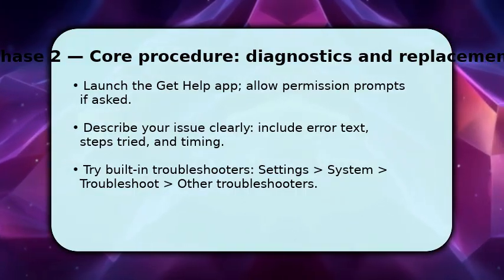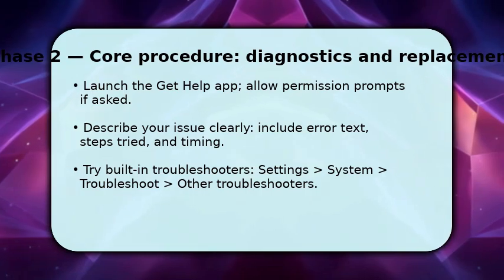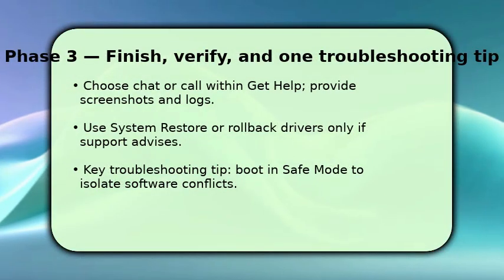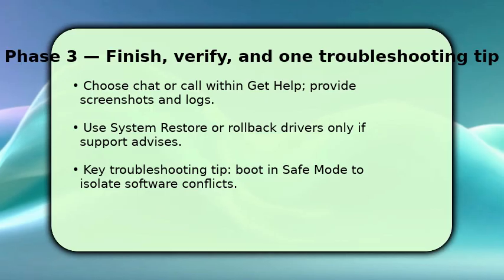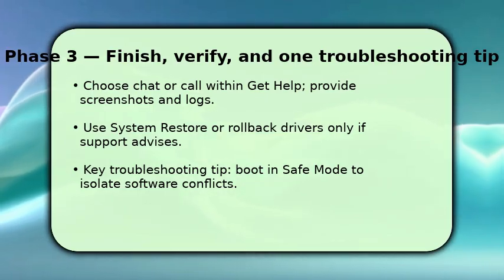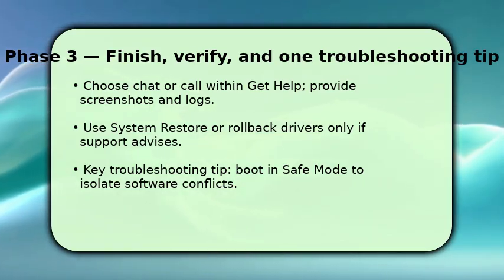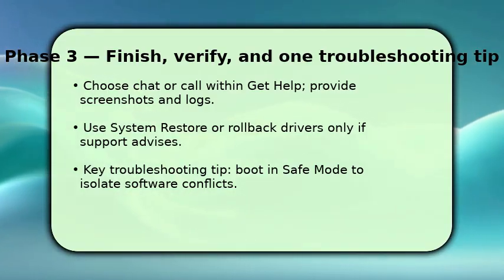You finish by escalating. Use the Get Help app's chat or call option and attach screenshots, exact error messages, and system info so support can act faster. Once connected, follow their guided steps. Avoid major changes like system restore unless they recommend it.